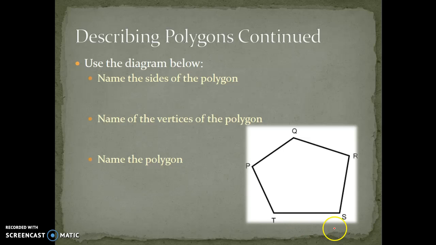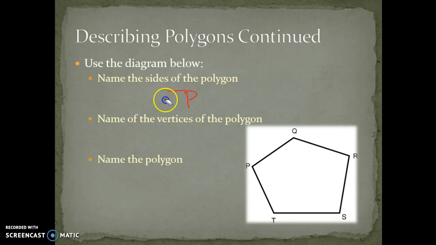I could call this TSRQP. I can call it QRSTP, as long as I'm going in order. So I couldn't jump from Q to T to S to P to R to name this. I can go either clockwise or counterclockwise in a consecutive order. So let's call this, for the first one, QRSTP.